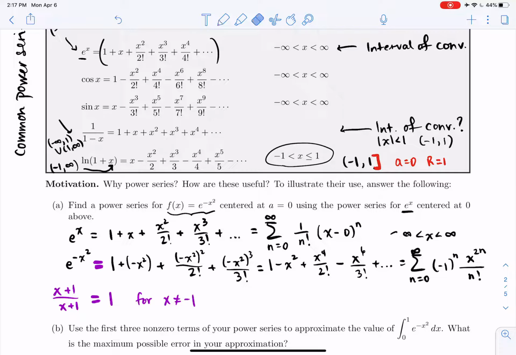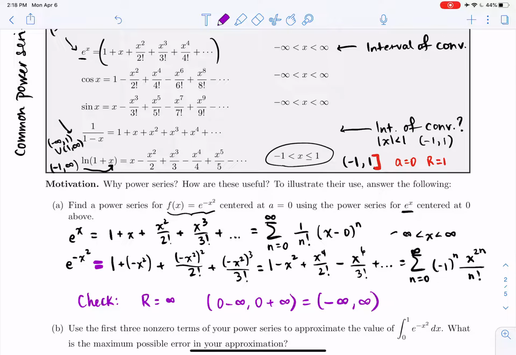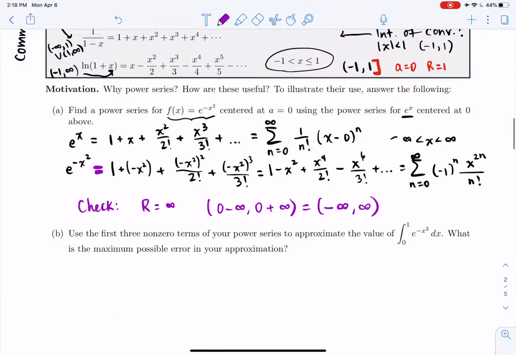So whenever we write e to the negative x squared equals a power series, we need to describe the interval of convergence where this is actually valid. So maybe I'll just ask you to trust me and you should check this, but check that the radius of convergence is infinity. And so your interval of convergence is negative infinity to positive infinity. And here you don't need to check the endpoints because the endpoints are positive and negative infinity. All right, let's keep going.